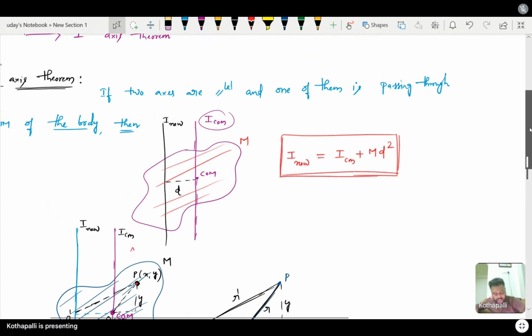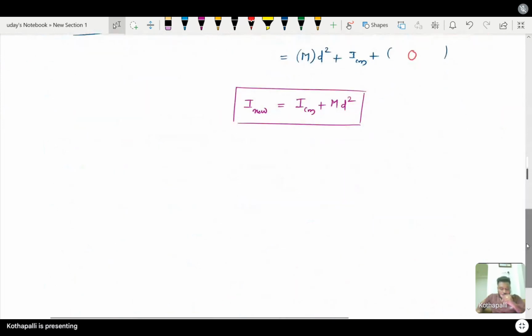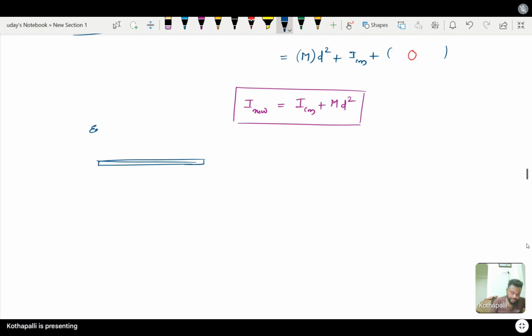Okay, let's take an example. There is a rod of mass m and length L. One axis is at a distance L by 4 from one of its ends, and one axis is exactly passing through the center, which is the center of mass. The question is, what is the moment of inertia about the new axis? Looking from this axis, how much will the moment of inertia be? That is the question. Understood? Very simple.